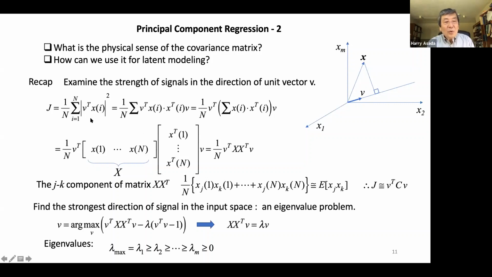We learned this. So the projection onto the v vector can be represented with this inner product, right? And taking a square, we can expand it this way, right? So this is put back to back this way, and we can factor out the v transpose and the v in this way, right? And if you look at this one, this is nothing but the product of the concatenated matrix x1 to xn and its transpose. So this one is a column vector, and this one is a row vector.